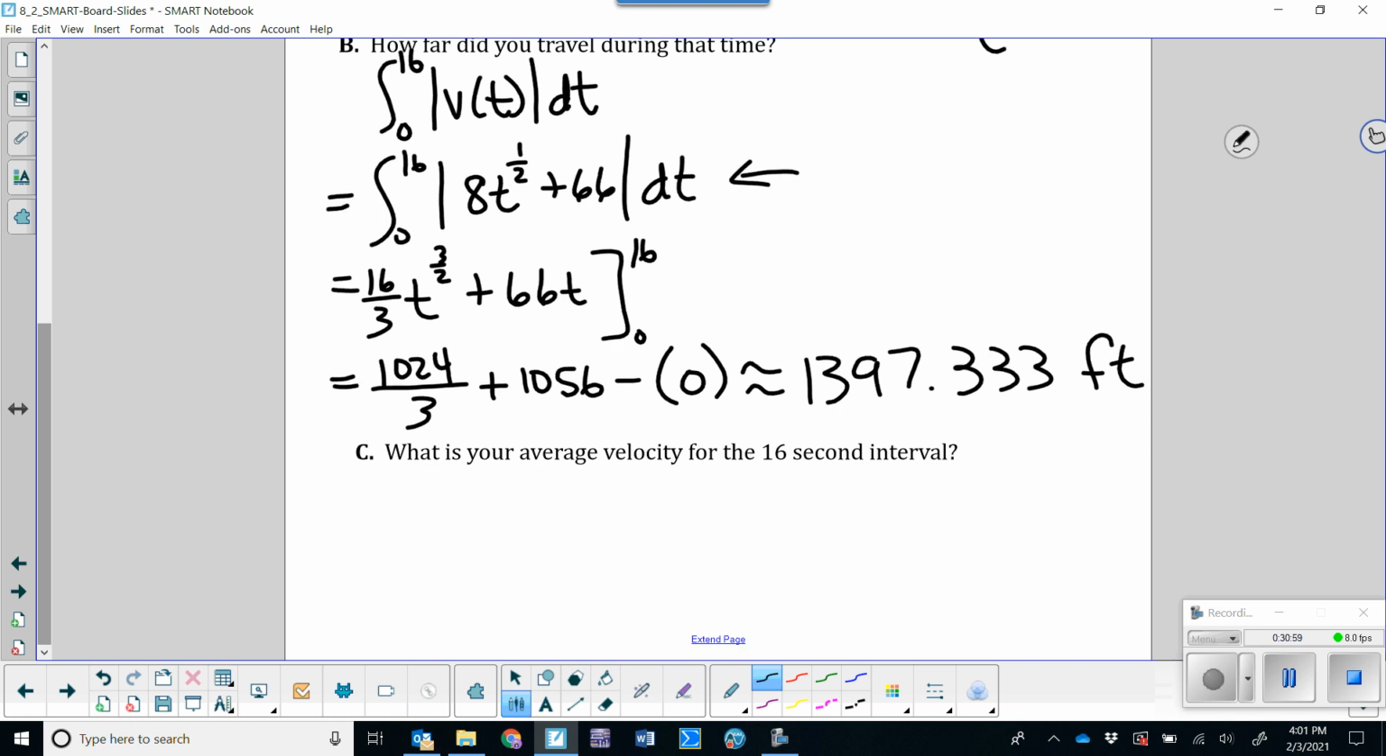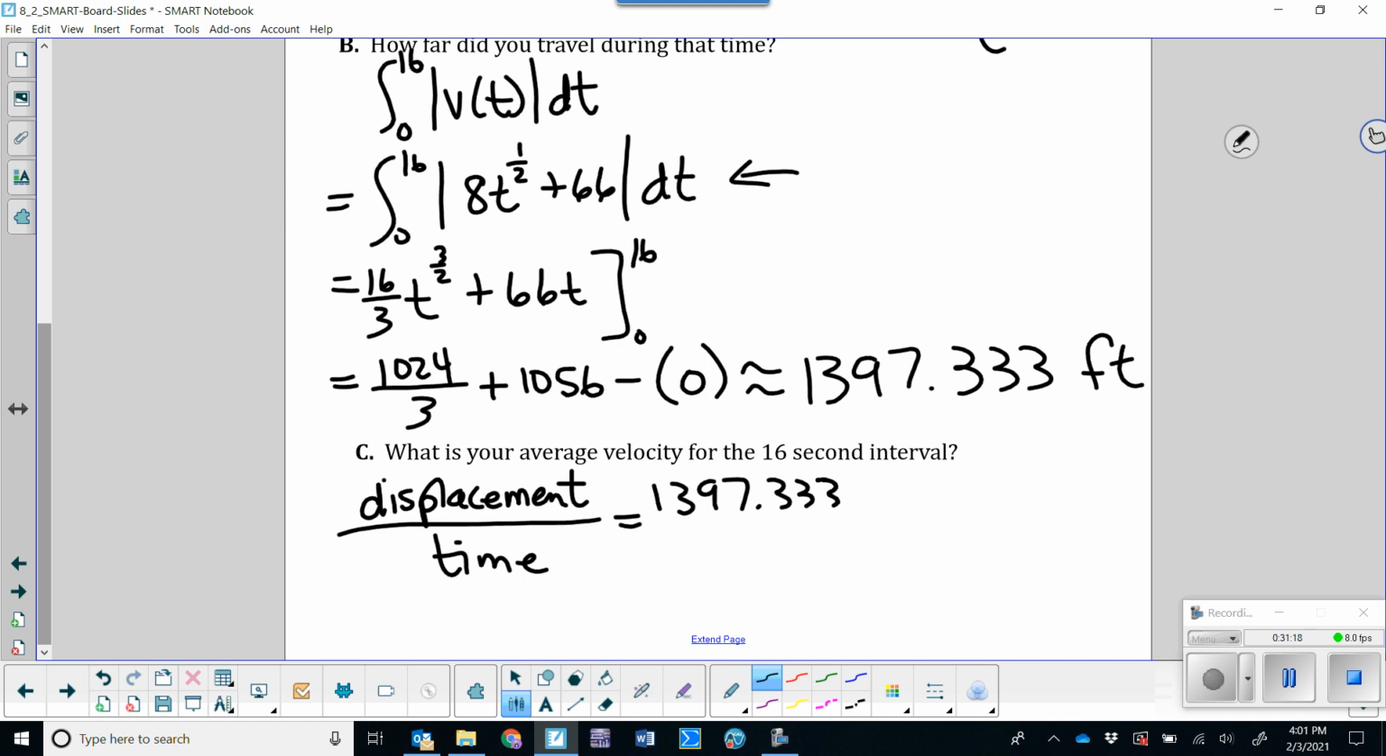All right, what is your average velocity over the 16-second interval? So to find average velocity, we take displacement over time. That's how we find our average velocity. So that's going to be 1397.333, that was our displacement, over time of 16, which is going to give us an average velocity of 87.333 feet per second. Okay.